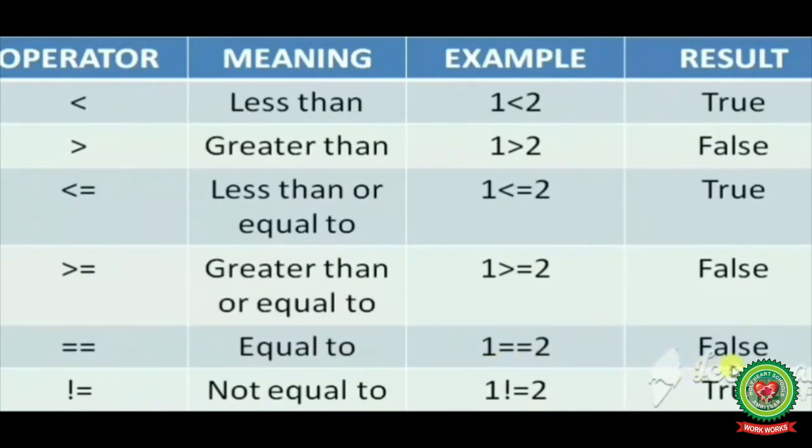So our result is false. And last is not equal to, which means when the values are not equal to each other, then our result is true. Now we will use all these relational operators with the help of a BlueJ program.